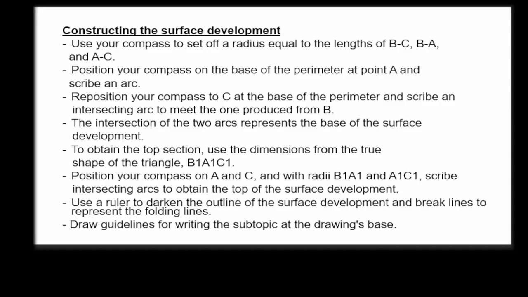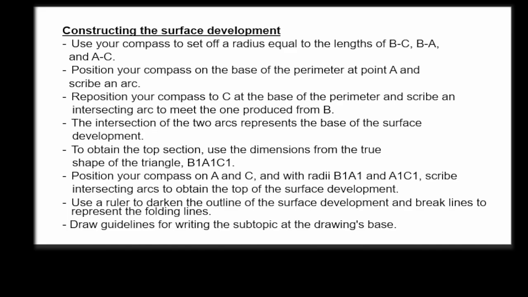Constructing the surface development. Use your compass to set off a radius equal to the lengths of BC, BA, and AC. Position your compass on the base of the perimeter at point A and scribe an arc. Reposition your compass to C at the base of the perimeter and scribe an intersecting arc to meet the one produced from B. The intersection of these two arcs represents the base of the surface development.